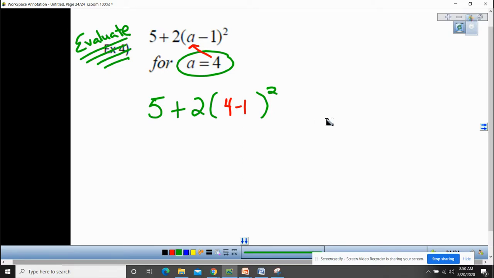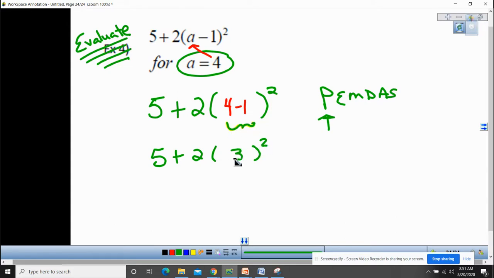What should we do first according to PEMDAS? Because that is what this lecture is about. Do we have parentheses to do? We do. Focus right here. That's harder to see, huh? The yellow. Okay. I'll change it next time. Bring down 5 plus 2 parentheses squared. So how much is that? 4 minus 1 right there. 3. Done with parentheses. Moving on.